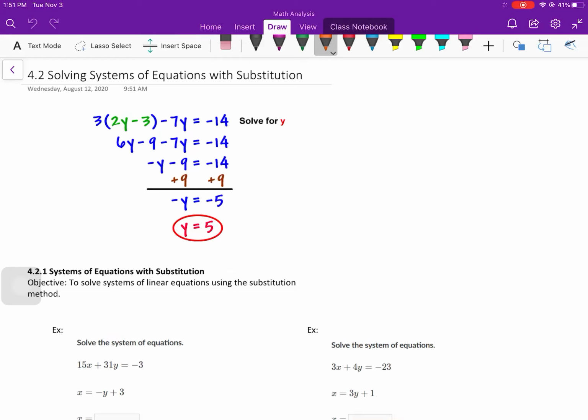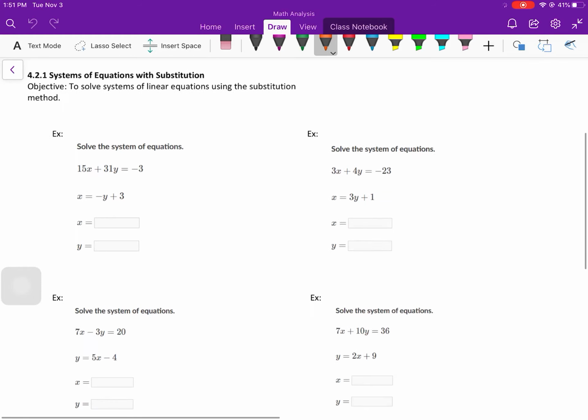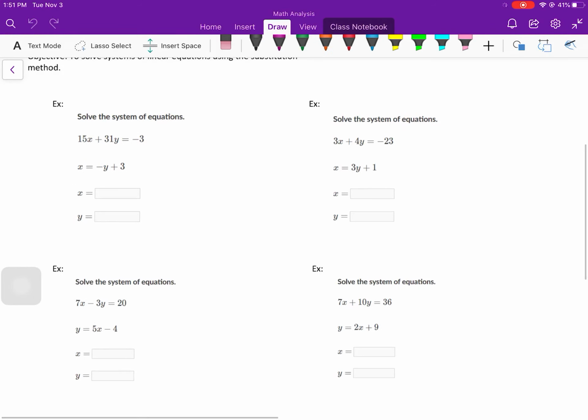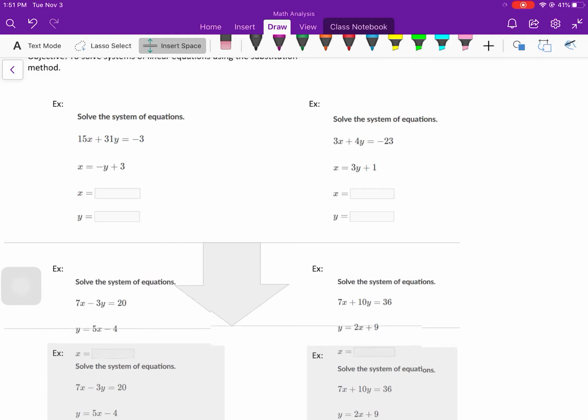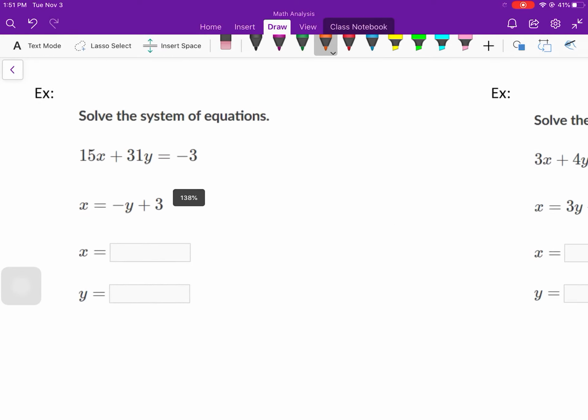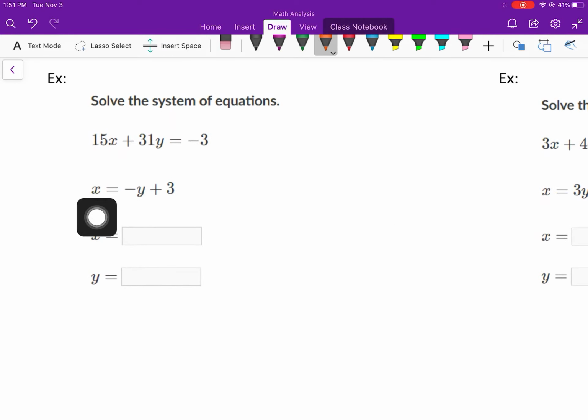In this video, we're going to take a look at solving systems of equations using substitution. Now, this is not the easiest way to solve equations, but it actually is my favorite way to solve systems of equations. So the idea is, and I have a few examples. If you have a variable by itself, and if you don't, you can get it by itself.